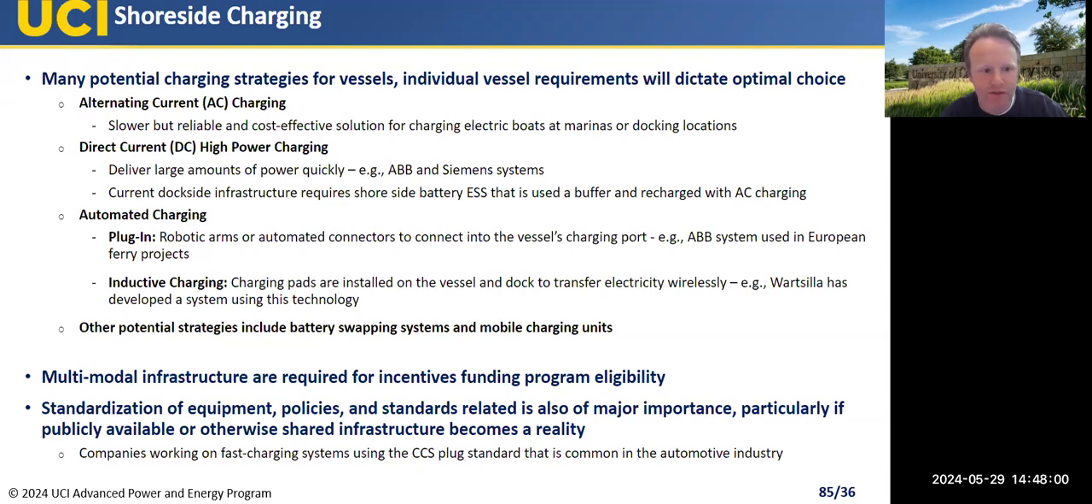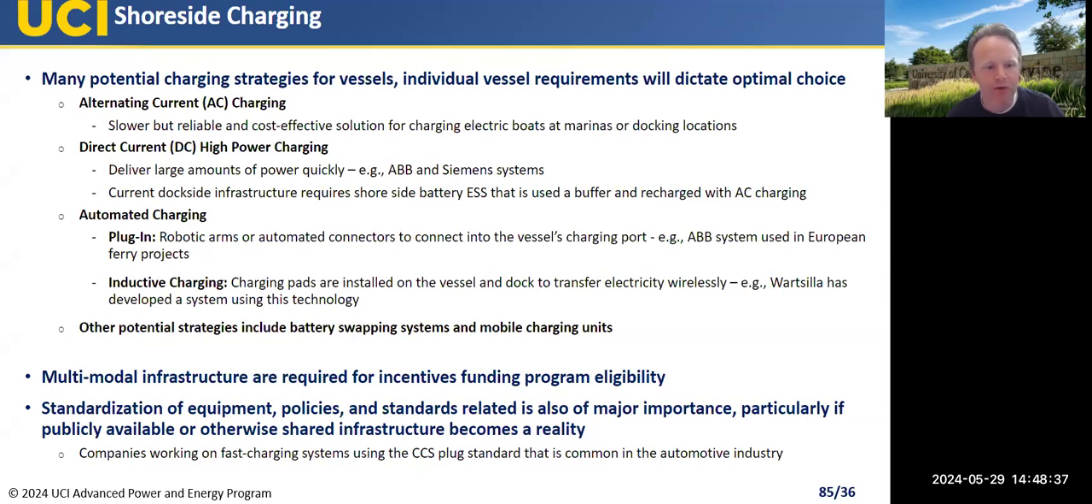They have automated charging systems. So there's automated plug-in charging where there's a robotic arm or these automated connectors, which the vessel pulls up to and then those connect automatically. There's an ABB system in Europe that's being used in a European ferry project. And then similarly, there's inductive charging where there's pads on the vessel and the vessel docks and those pads contact and charge. Wärtsilä has a system using that. And then there's other potential strategies, which I haven't seen as much commercial momentum for, for example, battery swapping. You can just swap out charged batteries for the ones that have been used, and then maybe mobile charging units.